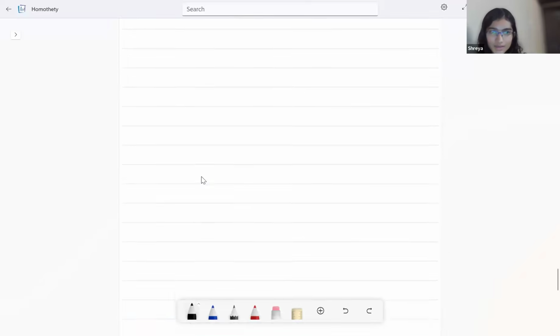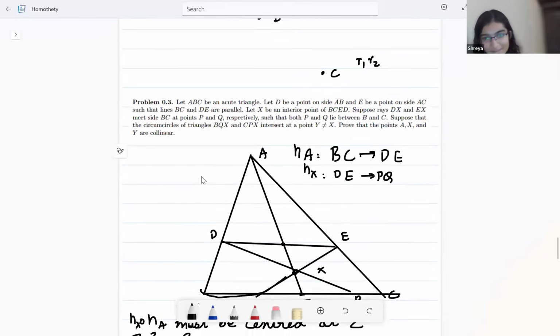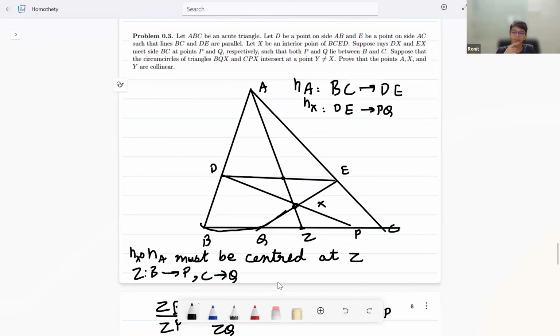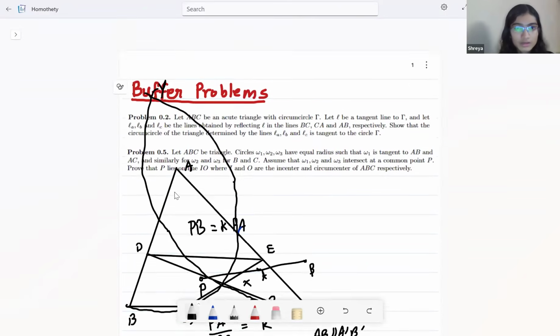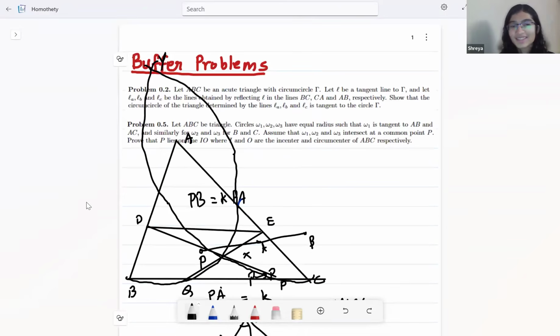Okay, that took a lot less time than I expected. So, the first buffer. That's fine. Do you want to do the first buffer? Oh, the first buffer. We cannot do the first buffer in 15 minutes. It's okay. Yeah. We can do the second buffer, or we can do a different problem.